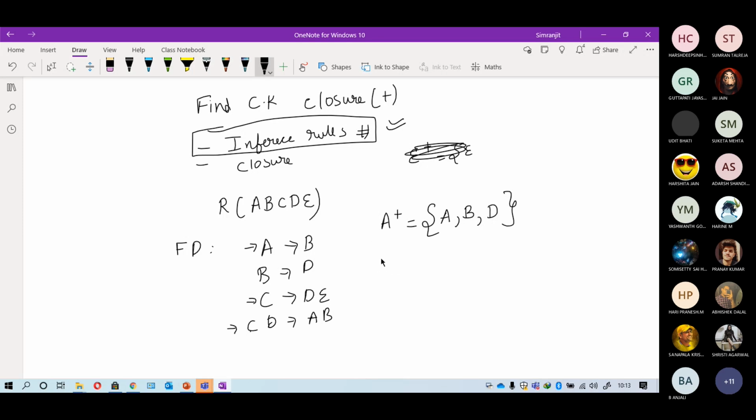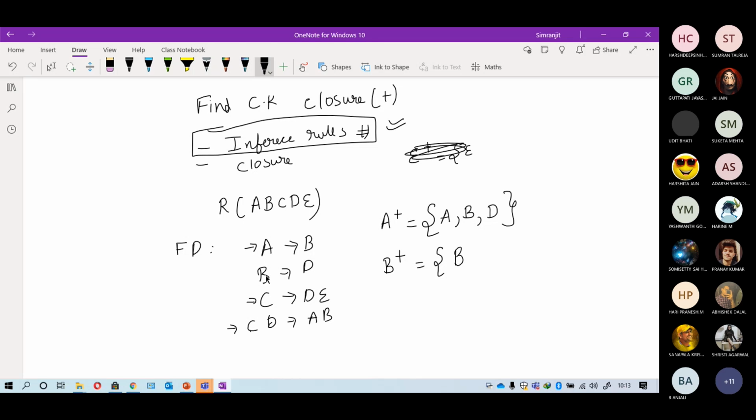Okay. So again, if you don't understand it, I will find the closure of B plus. Now check. First include the element itself, that is B. Now check, is A present in the set? No, A is not present in the set. So you cannot include B. B is already included here, so there is no problem.